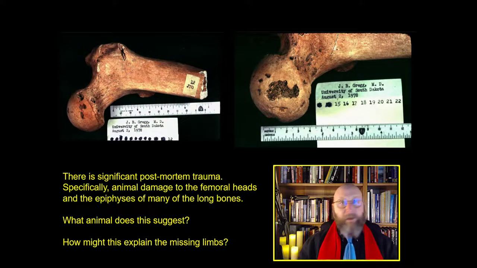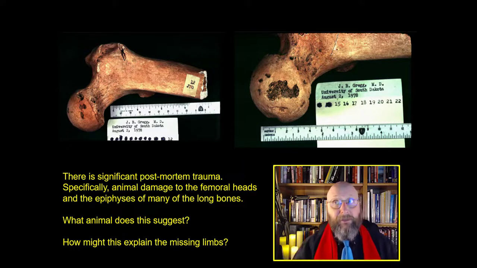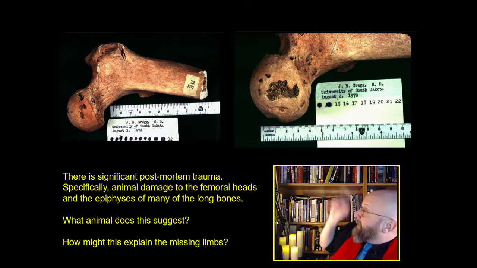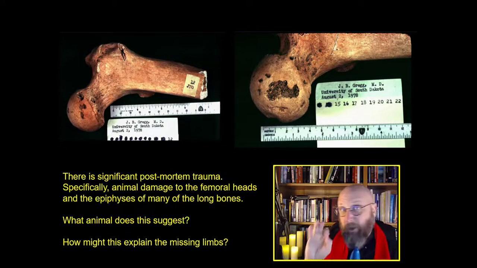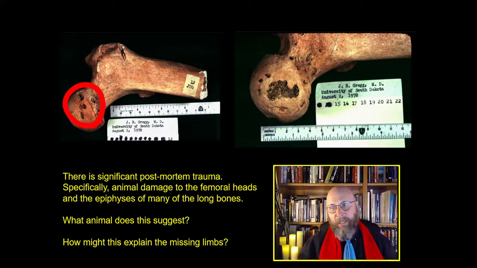In addition to ante-mortem and perimortem trauma, there is also significant postmortem trauma. So for at least a period, all of these human remains were just lying on the surface of the earth for at least some time. And we know this because there is significant animal treatment of these bones. That is the proximal end of the femur that we saw earlier. And there is the perimortem slash, but also on the femoral head are the postmortem animal marks. Specifically animal damage to the femoral heads and epiphyses of the long bones.